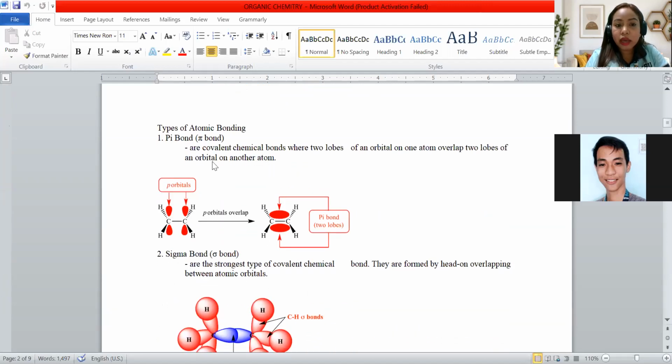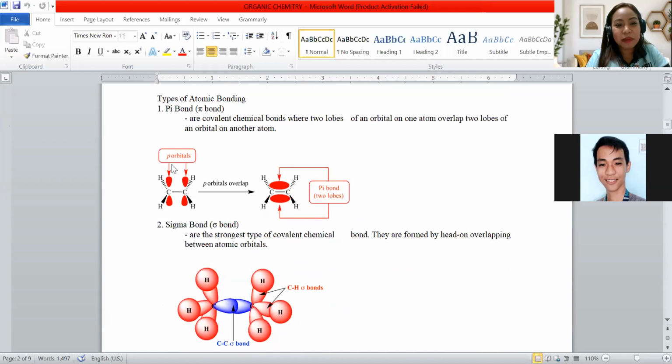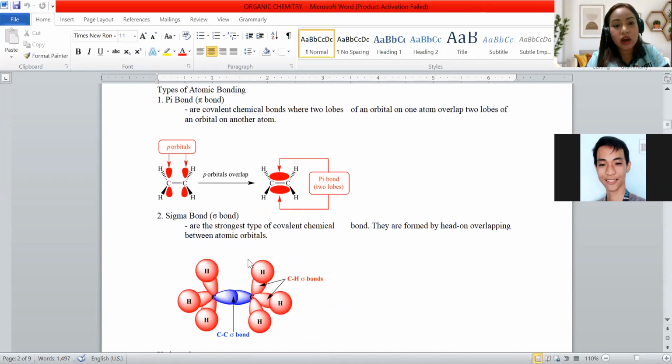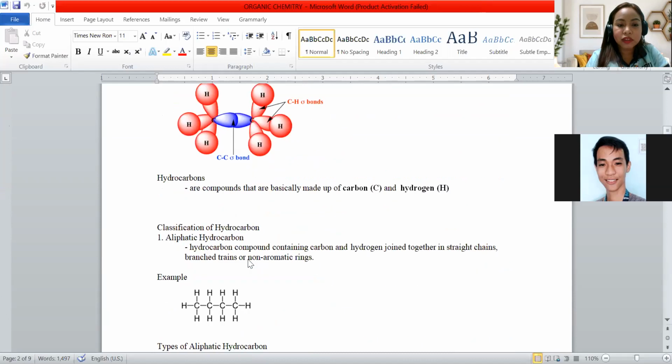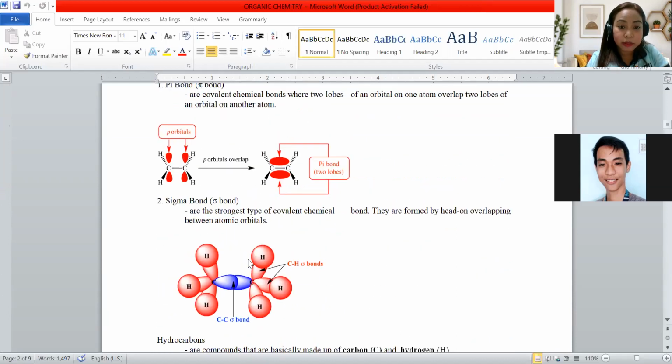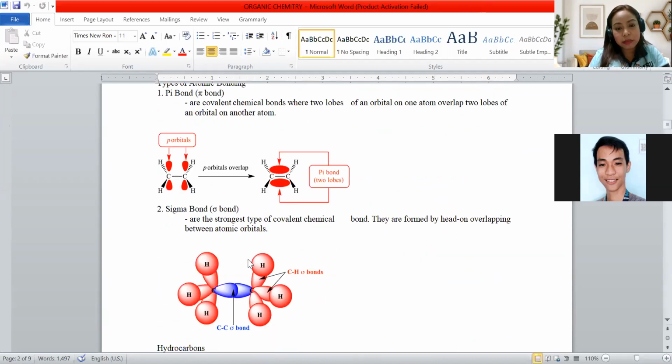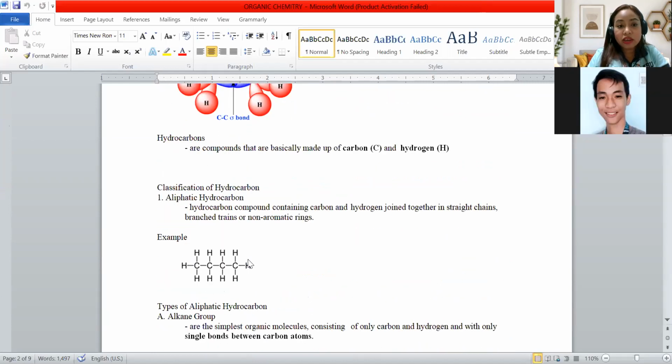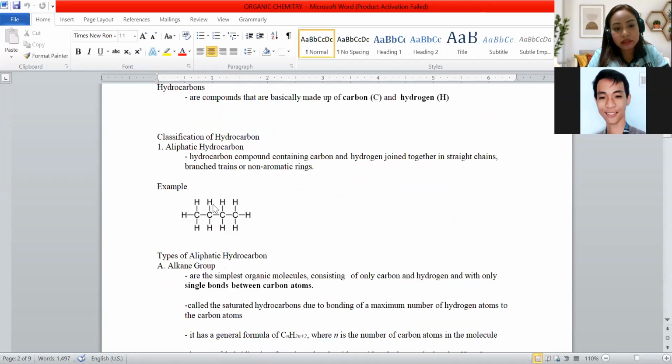So there are two types of atomic bonding. We have the pi bond and the sigma bond. The pi bond is side to side, while the sigma bond is a head-on or head-to-head overlapping. When there's an overlapping of the orbitals, it means there is a bond formed. So it's either side to side or head to head.